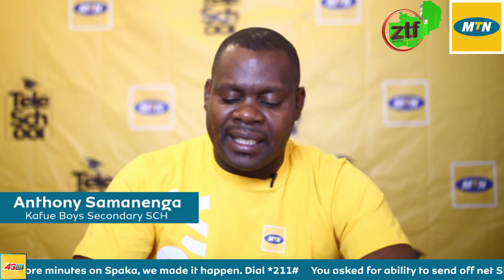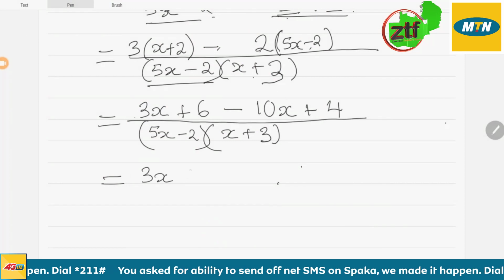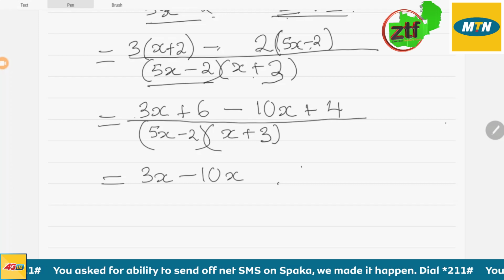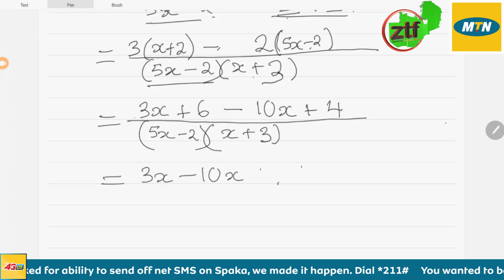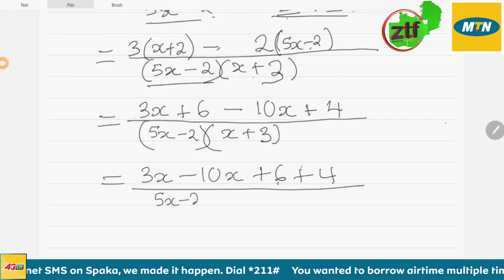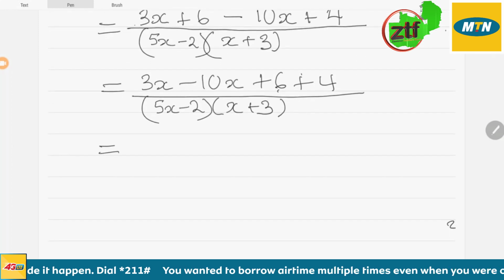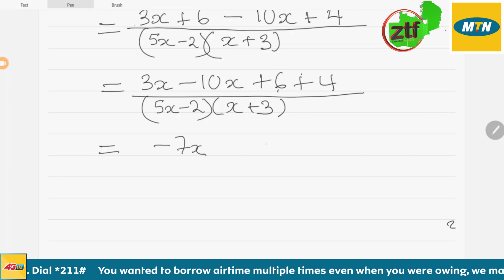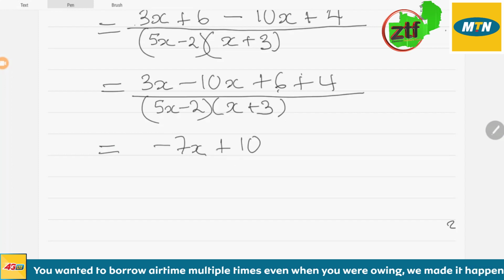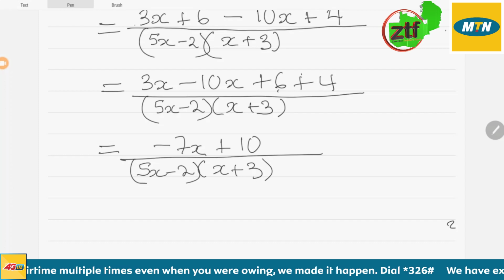You just have to carry it on up to the very end of the simplification. Now that you have expanded the brackets in the numerator, you need to collect the like terms. So this 3x and this negative 10x will be collected together. We are going to have 3x, we keep it together with its sign, minus 10x. Please, we are not transposing it, so the sign will not change to positive from there. Then plus 6, then plus this 4. Then everything should be over 5x minus 2 and x plus 3. We close the bracket here. Then when you simplify 3x minus 10x, we are going to have negative 7x, plus 6 plus 4, we are going to have 10. Everything over 5x minus 2 and x plus 3 as a common denominator.